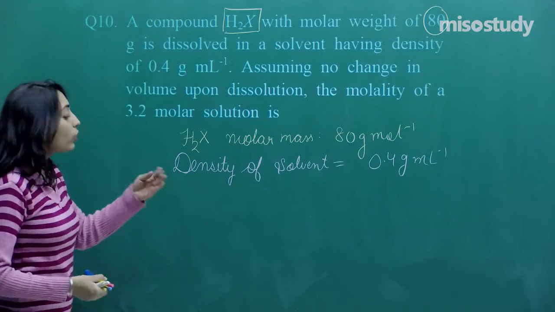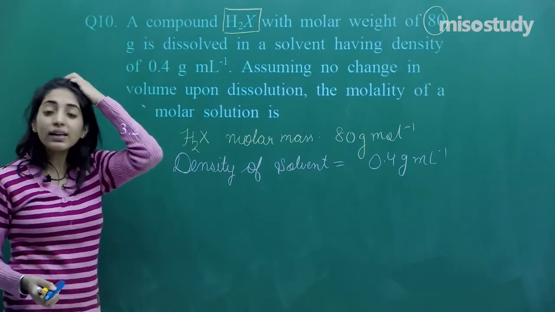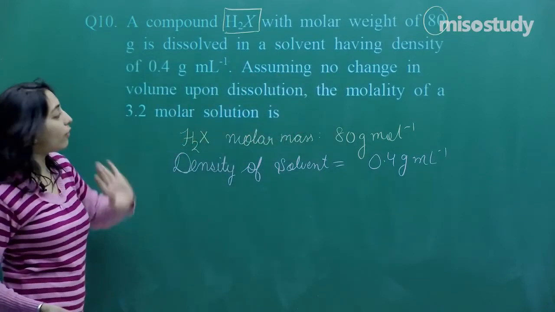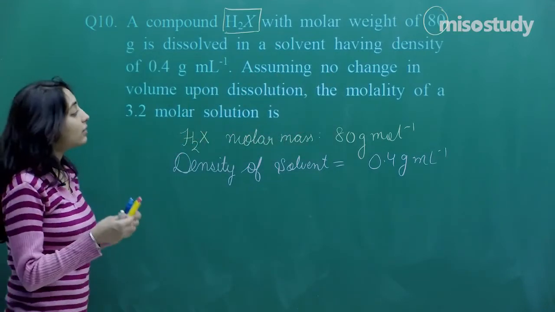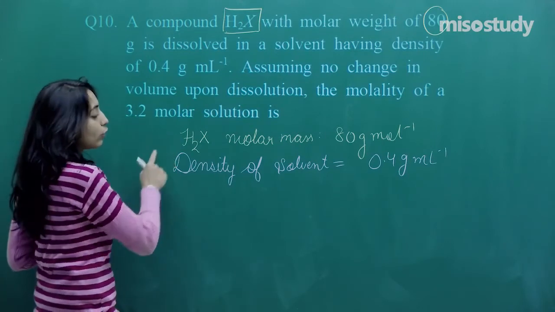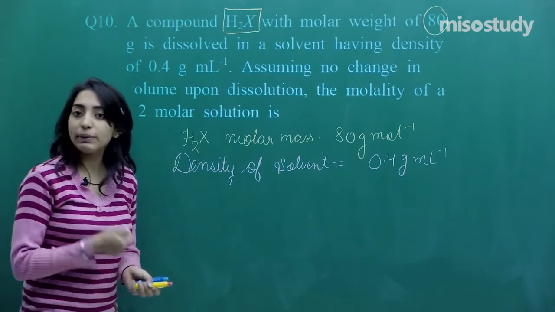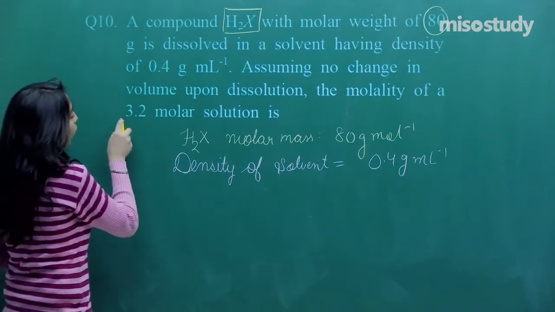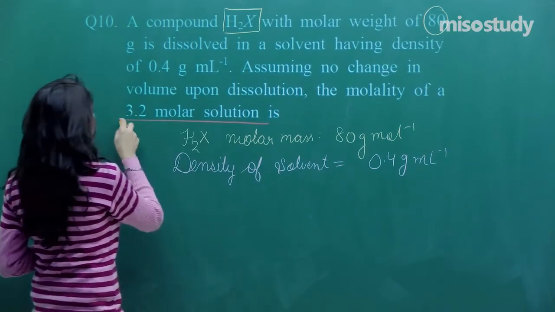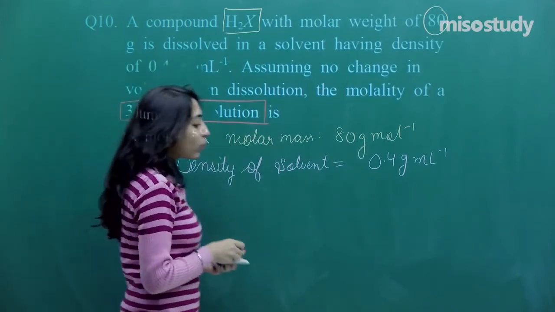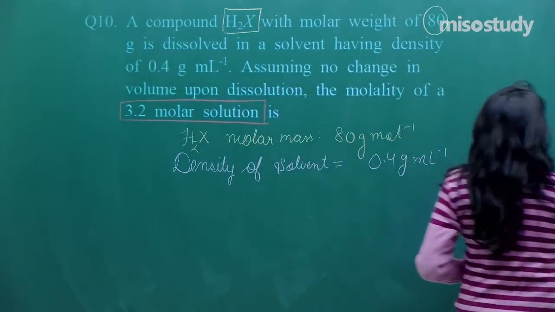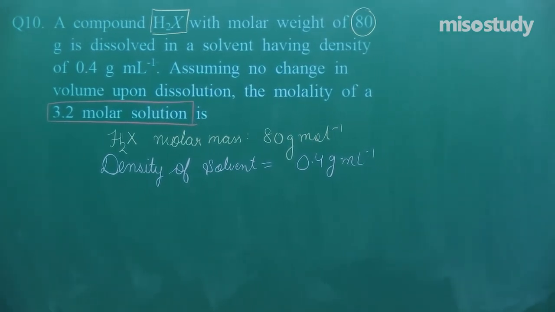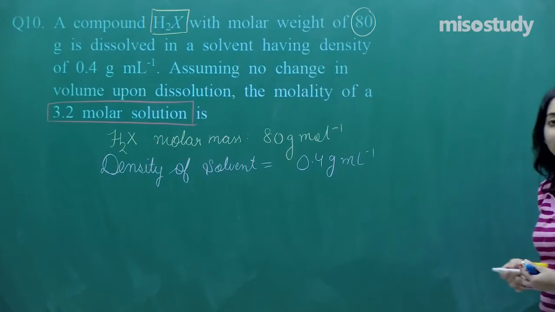You need to assume, it's given in the question, that there is no change in the volume upon the dissolution. So when you are mixing the solute and the solvent, the total volume will be added up, there is no change. The molality of the 3.2 molar solution is. So that question is pretty much simple. He has given you the molarity and you are asked to calculate the molality.